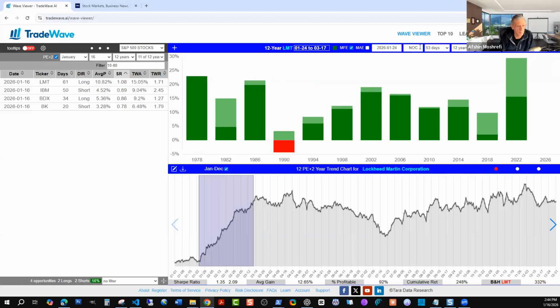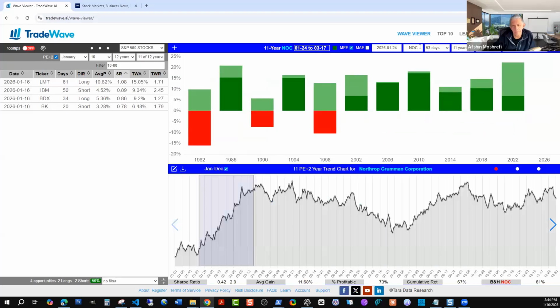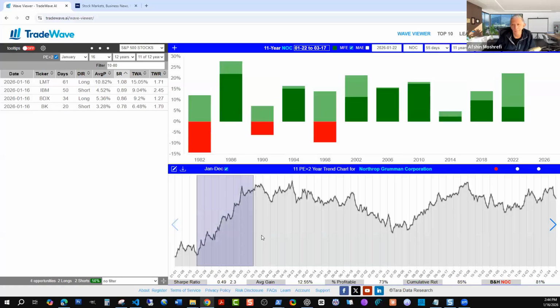Pretty sure Northrop is similar. Yeah, look at this. Same thing. Northrop also has strong up moves. Look at this, 20%, 12%, 5, 18, 15. So, oh, look, even in 98, which it failed, it first went up almost 14% and then closed down 10%.